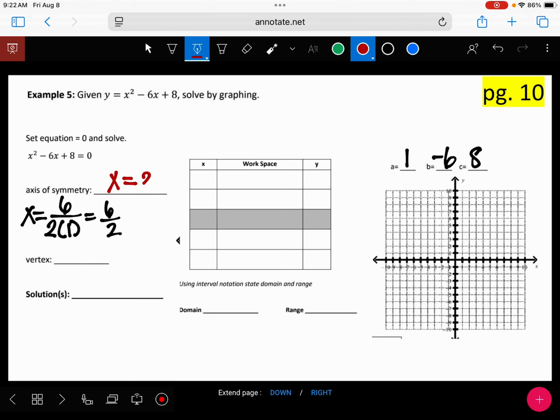3. Good job. So we got 3, so that goes here. And now we're going to take that 3, so y equals x squared minus 6x plus 8. Go ahead and put that 3 in.